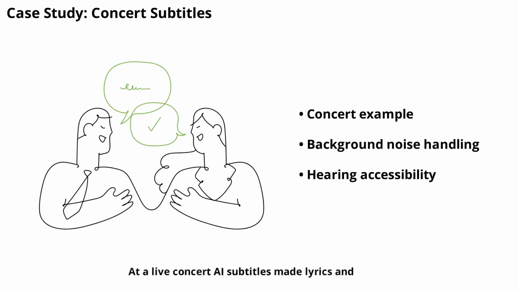At a live concert, AI subtitles made lyrics and announcements accessible to all attendees. The system handled multiple speakers and background music, providing accurate captions throughout the show. This enhanced the concert experience for everyone, especially those with hearing challenges.